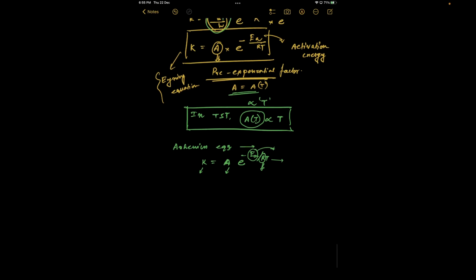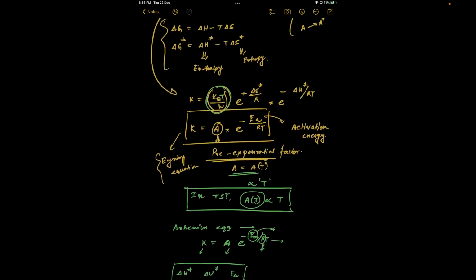Now by comparing the Arrhenius equation and the Eyring equation, we can get the relationship between the enthalpy of activation, internal energy of activation, and the proper activation energy E_A. I will discuss that in the next class, and I will also discuss collision theory. Okay, so today I think this is fine.